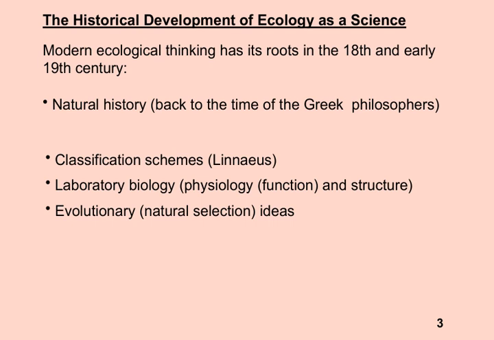Then, in the 18th century, we see the development of classification schemes, most notably by Linnaeus. His system for naming and categorizing organisms laid important groundwork for understanding relationships among different species. Alongside these developments, laboratory biology also emerged, focusing on physiology, which is about understanding the functions of organisms, and structure, which looks at their physical form. These approaches helped scientists start to investigate how organisms work and how they are built.